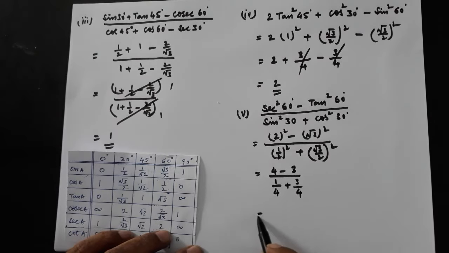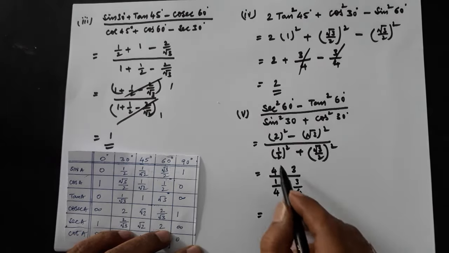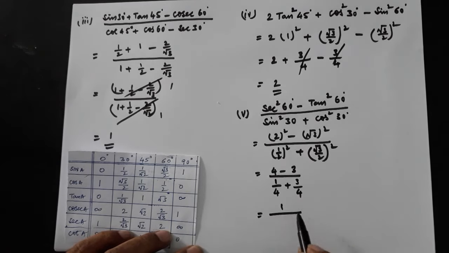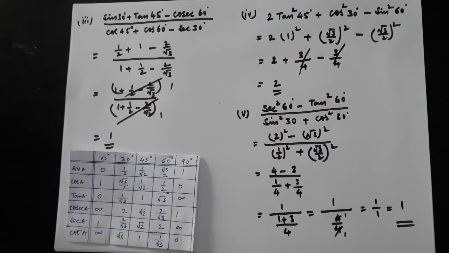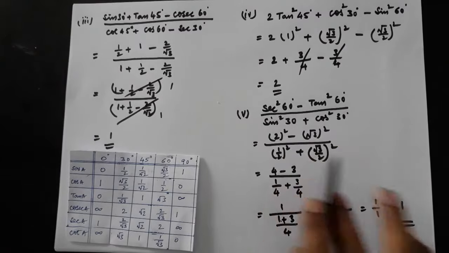Okay. So on the top, 4 minus 3 is 1. For the bottom, take the LCM: 1 plus 3 by 4, so 1 by 4 plus 3 by 4, LCM 1 plus 3. On the numerator we have 1, on the denominator 3 plus 1, which is 4 by 4. So 4 by 4 is 1, and this is 1 by 1, which is equal to 1. The answer is 1. If you know the values, it's just a simplification.